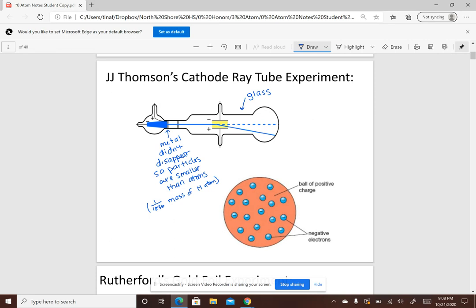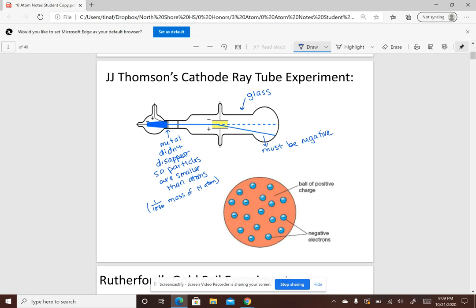The second thing that he noticed was that when we took magnets and placed them near this beam of radiation, the beam went towards the positive side of the magnet, and it bent away from the negative side of the magnet. So if it's being attracted to the positive side and repelled from the negative side, what does that tell you about the charge of the beam or the particles in the beam? They must be negative because opposites attract and like charges repel.